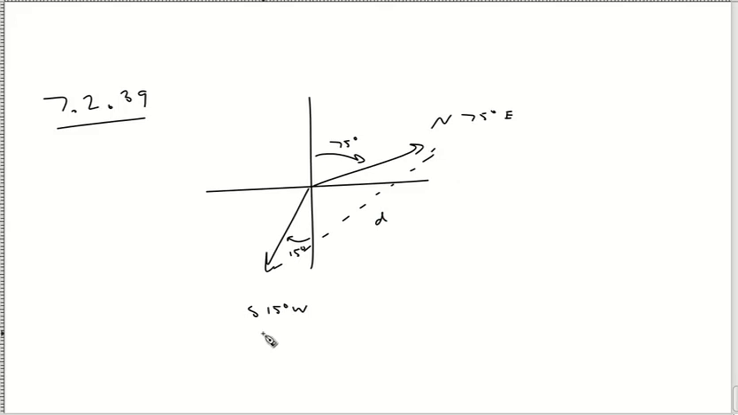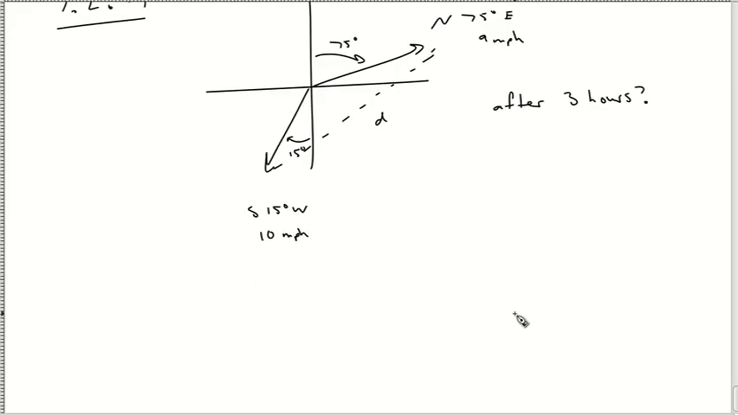After 3 hours. Okay, so this boat here is traveling at 10 miles per hour, and this one here is traveling at 9 miles per hour. They're saying, what's the distance after 3 hours? Well, 3 hours, 10 miles an hour, 30. 9 miles an hour, 3 hours, 27. And so I could just redraw this. Say this is 30. This is 27.